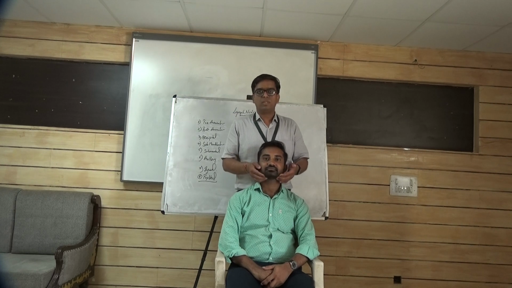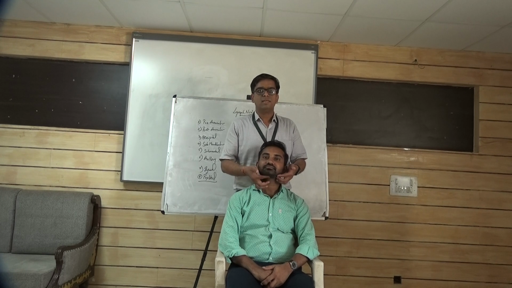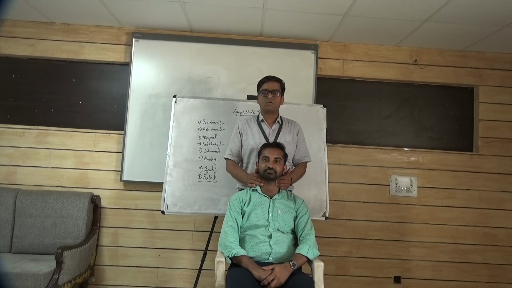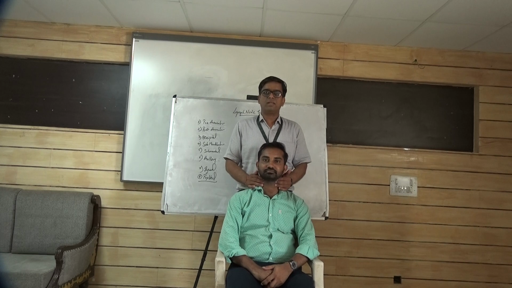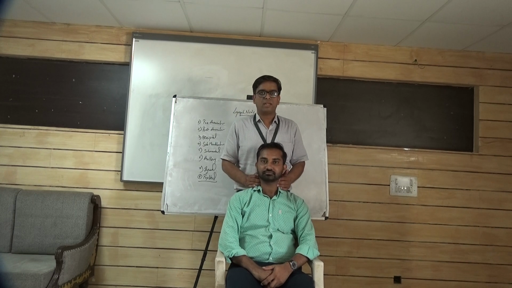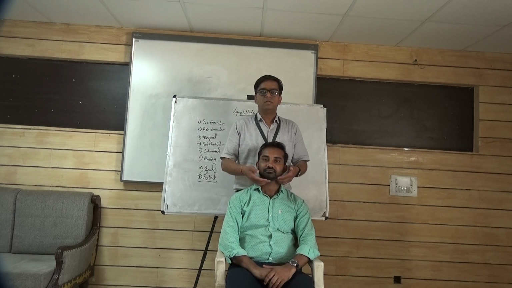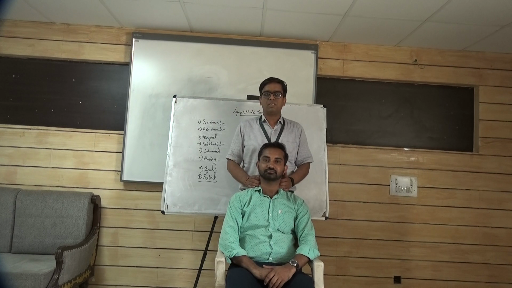Then we will go to the submandibular lymph node. These are the submandibular group of lymph nodes that we are going to examine. This is the submental group of lymph nodes. Then we have cervical group of lymph nodes. This is the sternocleidomastoid muscle, and then we have anterior cervical and posterior cervical group of lymph nodes. So we have discussed pre-auricular, post-auricular, occipital, submandibular, submental, then anterior cervical and posterior cervical.